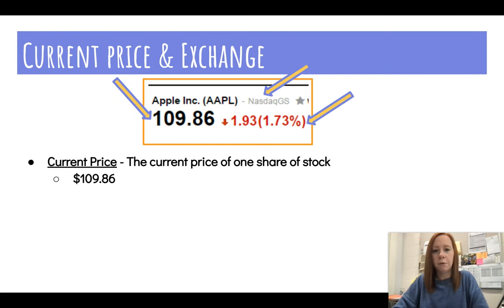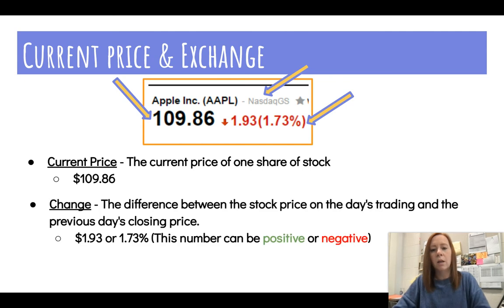In addition to that first line, right under the company name, ticker symbol, and the exchange they trade on, you're going to see some important numbers. That first big, bold, black number, the largest number on the stock quote, is going to be the current price. And that is the price that the stock is trading at right now. So $109.86. The number to the right of it is going to either be red or green.